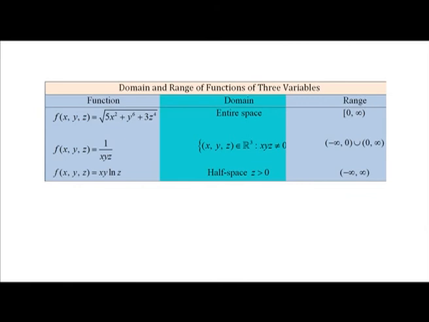As 1/(xyz) is defined only when xyz is different from 0, the domain of the function f(x, y, z) = 1/(xyz) is the set of all triplets (x, y, z) belonging to R³ such that xyz is different from 0. That is, the domain is the portion obtained by removing the 3 Cartesian planes from the space.